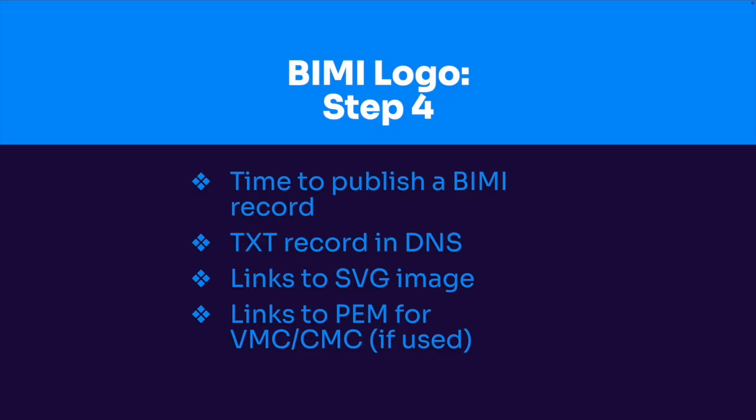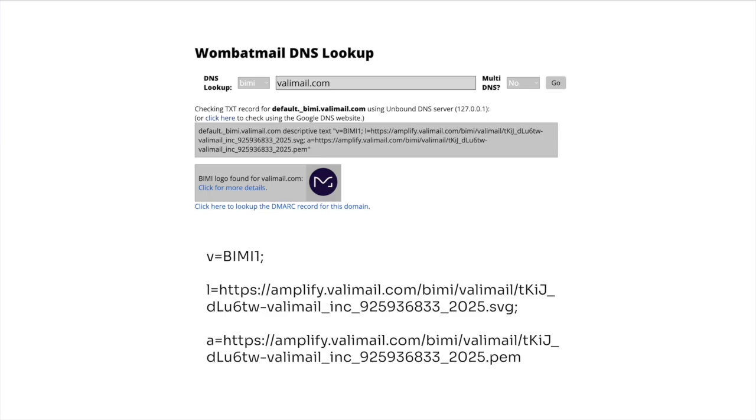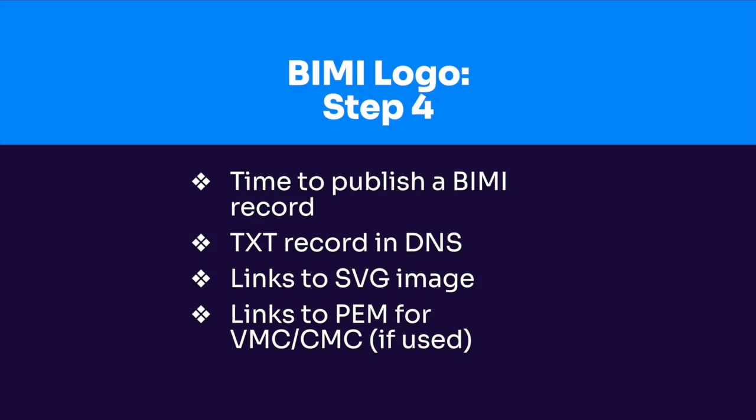Step four, publish. Publishing BIMI for your domain means publishing a text record in DNS that links to your SVG file for the logo and to the PEM file for your mark certificate if you have it. That's the end step of the exercise to make your logo visible via DNS for your email domain. Folks typically publish this at the top level for a domain, and then mailbox providers will automatically allow the logo to trickle down, displaying it for subdomains too.